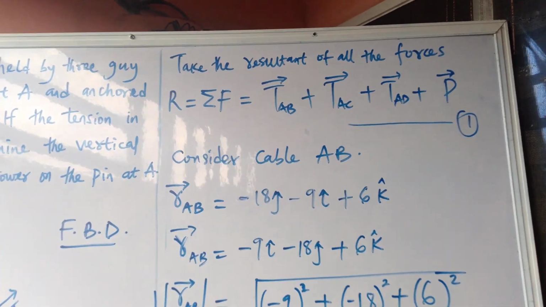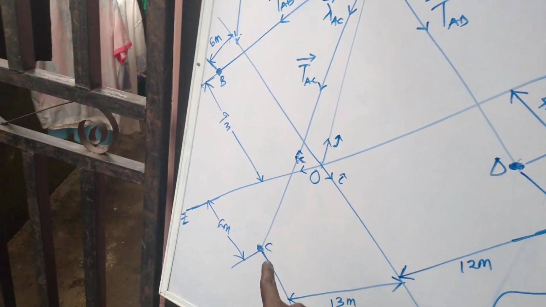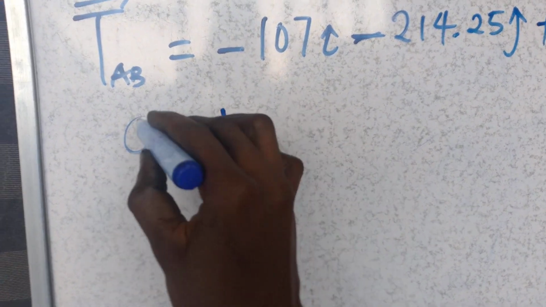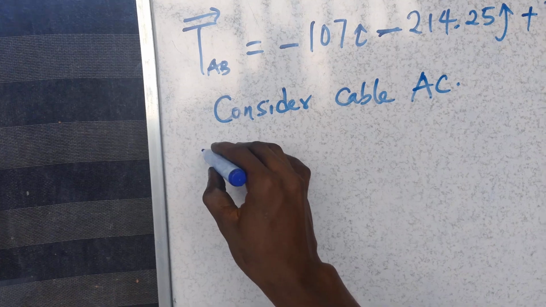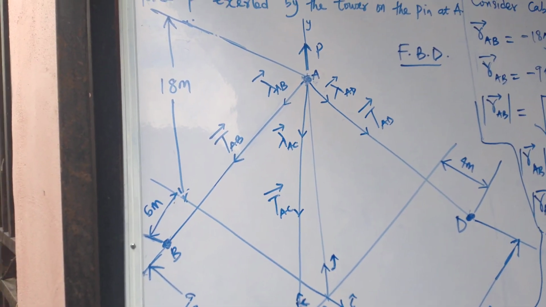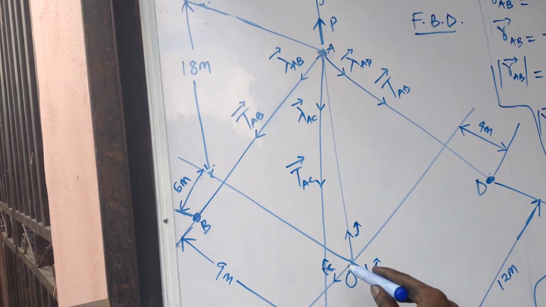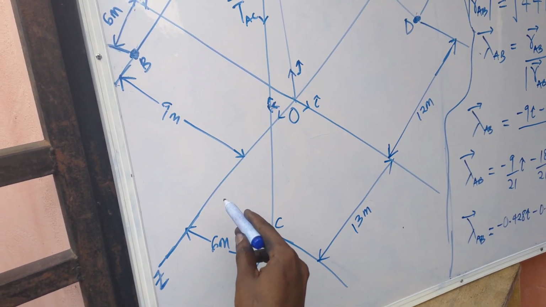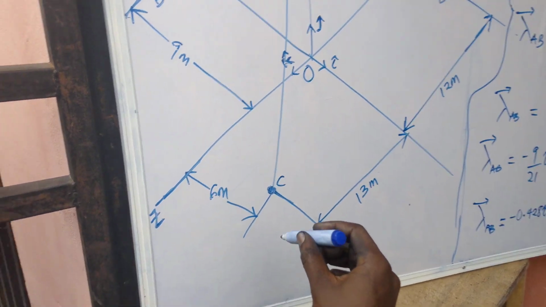Right, now let's consider the next cable, which is cable AC. Let's consider that quickly. RAC now will be equal to, quickly let's do that. Okay, now let's move from point A to C. If I move downwards like this, that is minus 18J. If I move from here like this, that is plus 13K, and I come like this, plus 6I. Okay, this is 6.